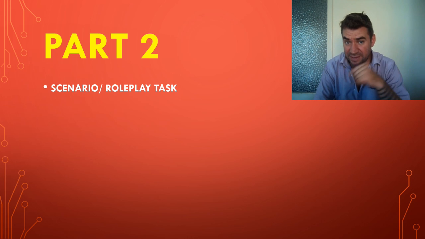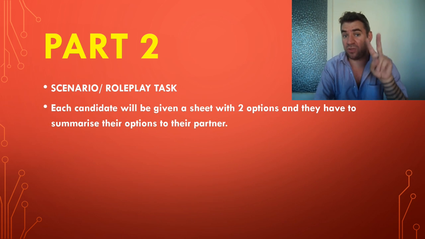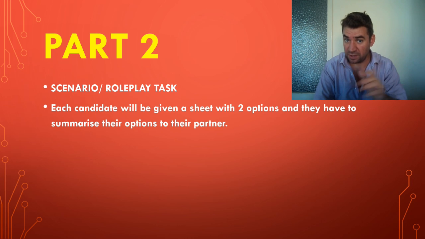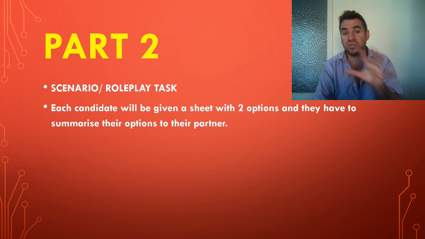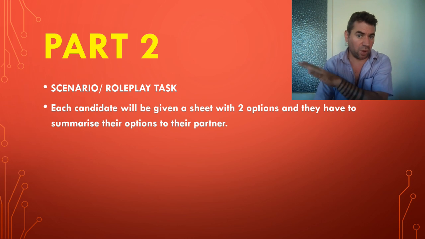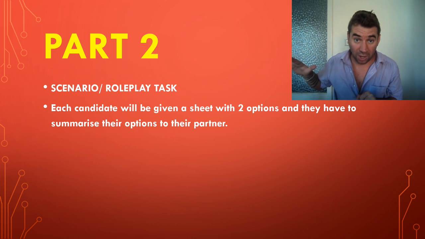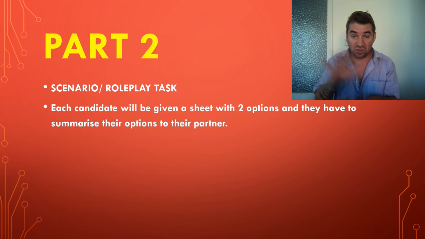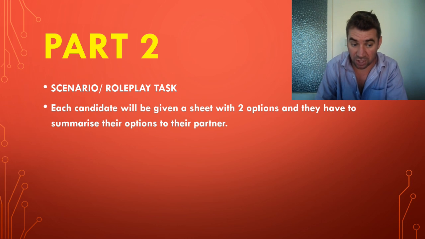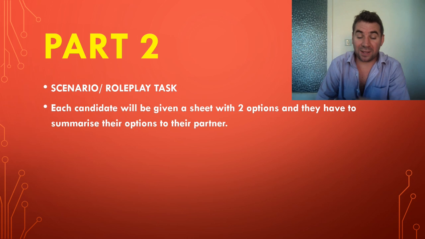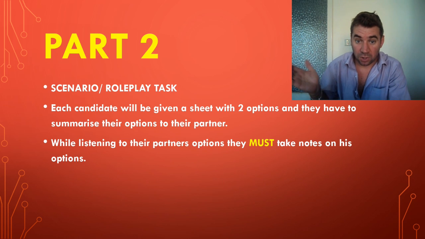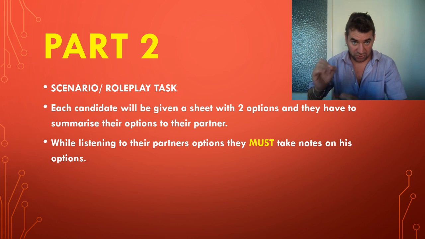Each candidate will be given a sheet with 2 options, and we'll have a look at a sheet like this in a minute, and they have to summarize their options to their partner. Your partner's not allowed to look at your sheet and you're not allowed to look at your partner's sheet, and you've just got to summarize your information to each other. While listening to your partner, you must take notes.